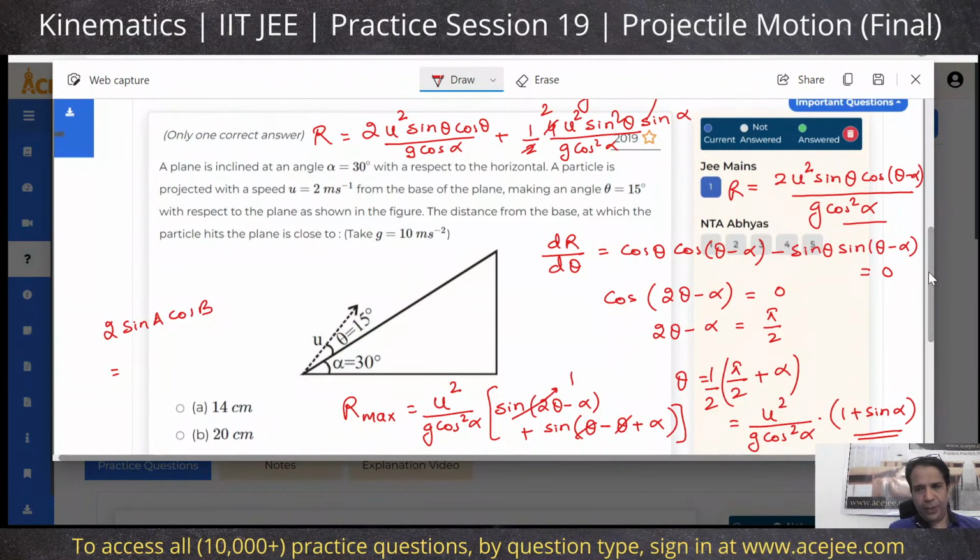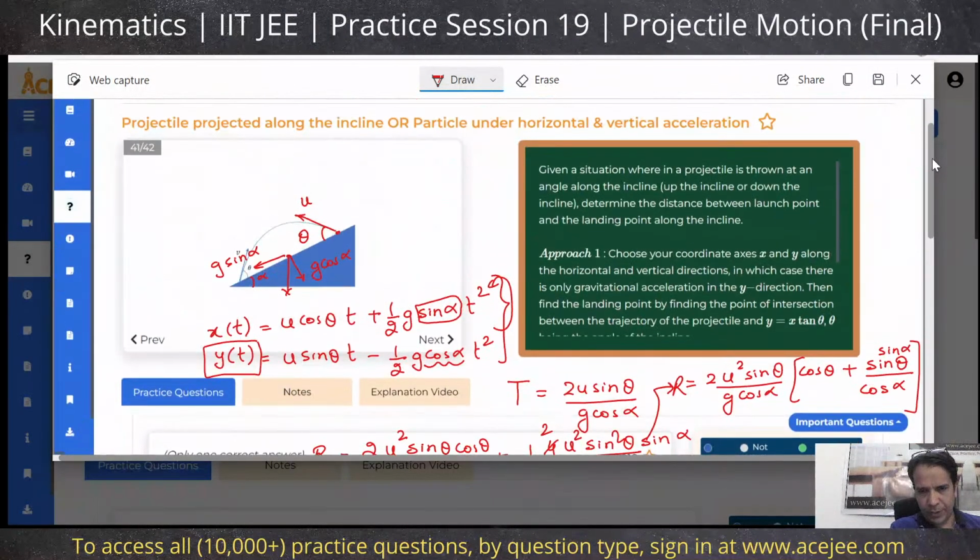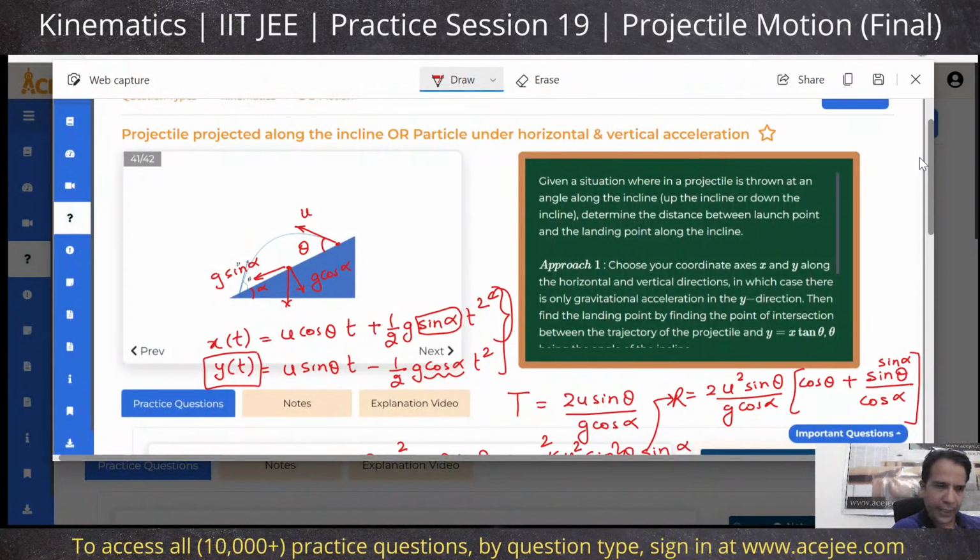In any case, now let's quickly find out the maximum distance. How would we do that, Ruchika, beta? How would we find the maximum distance of the projectile from the incline?